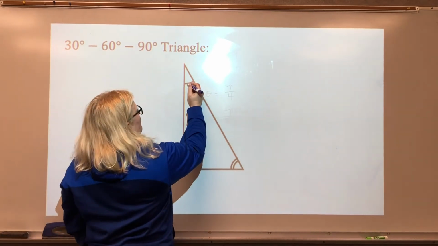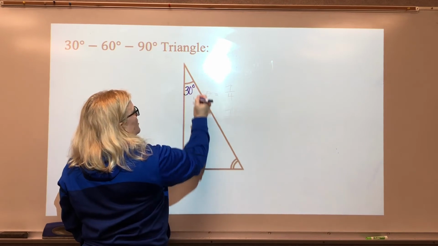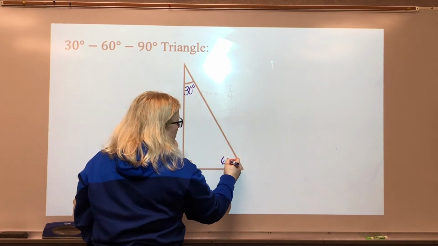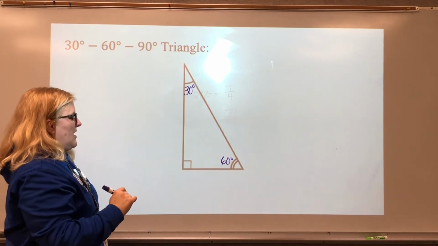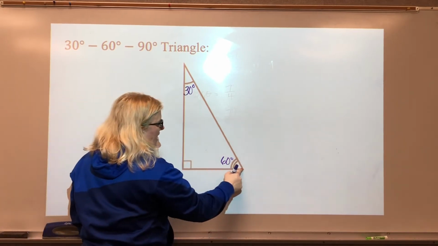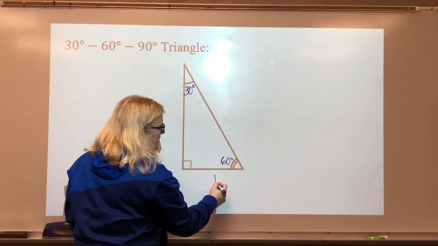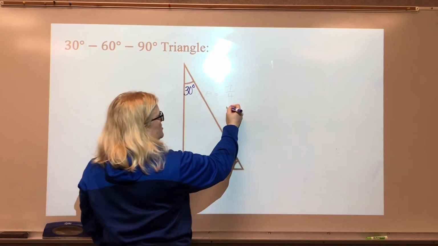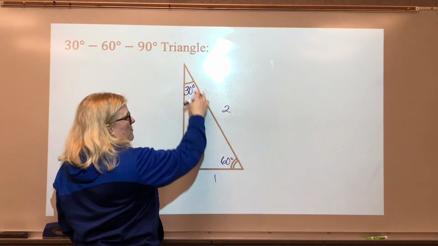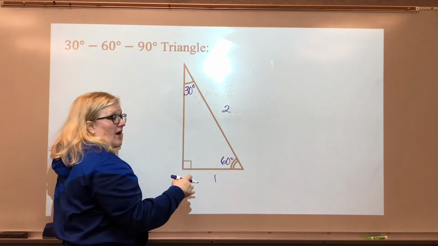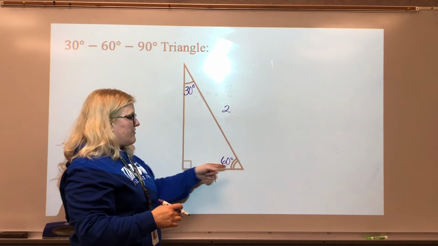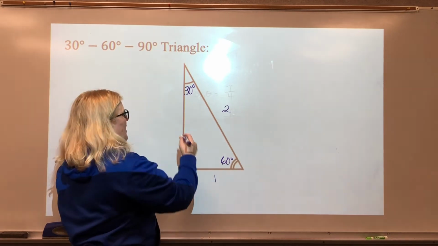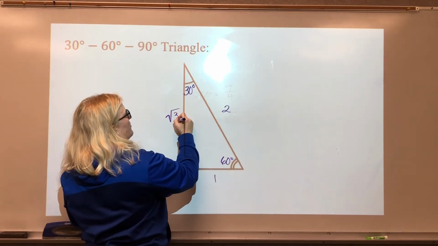So we've got a 30-degree angle here. We've got our 60-degree angle here. Of course, here's our 90-degree angle. If this shorter side is 1, then the hypotenuse is 2. The hypotenuse in a 30, 60, 90 triangle is twice the length of this side right here. Okay, and then we've got the square root of 3 over here.